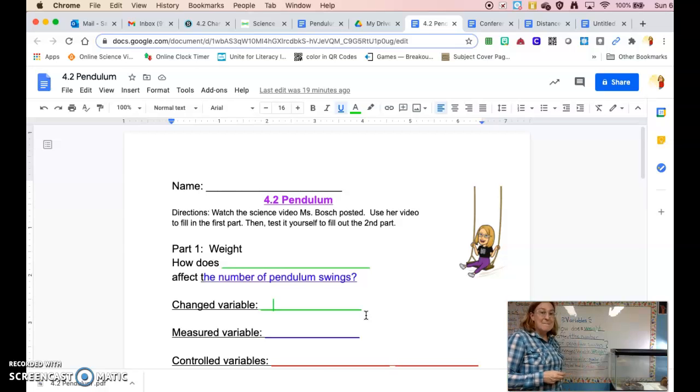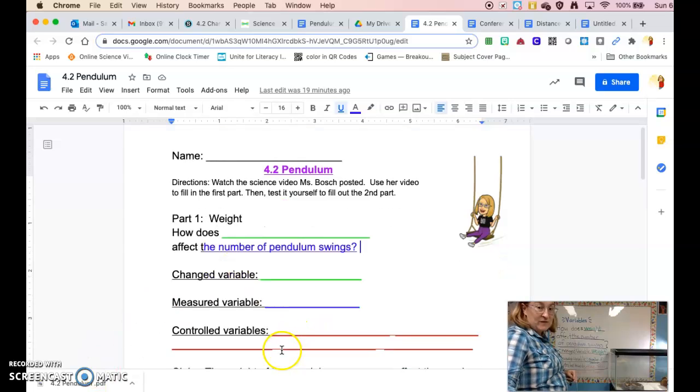Next up, measured variable, the outcome. The outcome is always the second part of our science question right there, and it's blue. Up here on my whiteboard, it's blue. It's the number of pendulum swings. And I abbreviated it to make it fit on my line down here. It's still in blue, number of swings. That is your measured variable. We're counting how many times it swings back and forth.